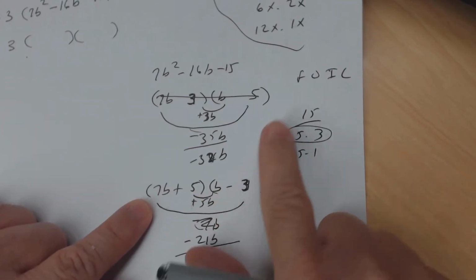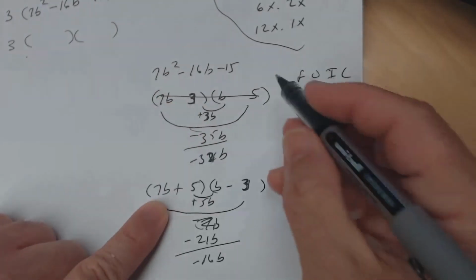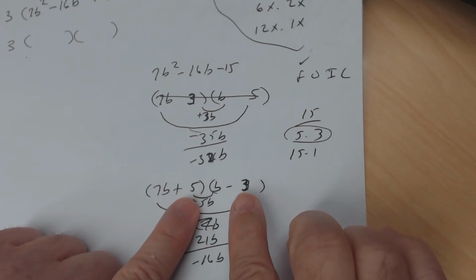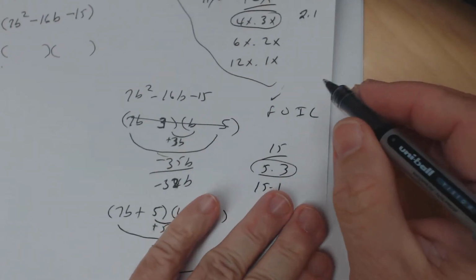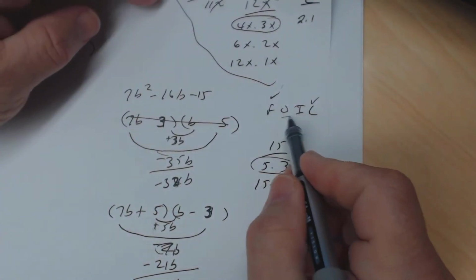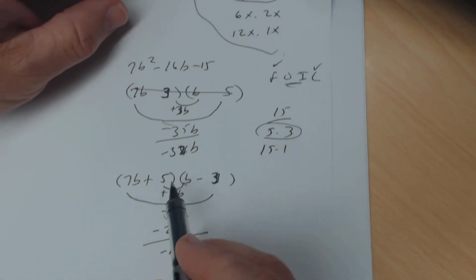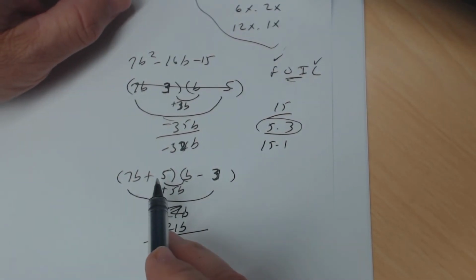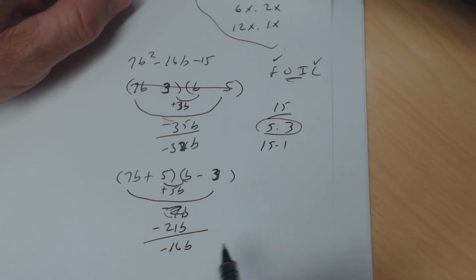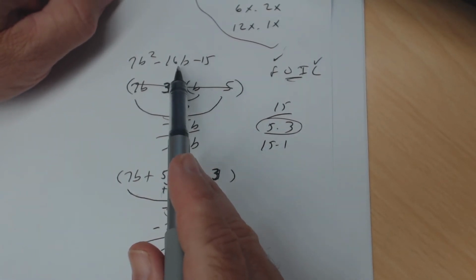Let's check this using FOIL. 7b times b is 7b squared, so that takes care of the up. A positive 5 times a negative 3 is a negative 15, so that takes care of the L right here. Now the out and the in I've already done, so I'm going to put the signs in the correct spots. 7b times negative 3 is negative 21b. Positive 5 times b is a positive 5b. I'm going to add them up. I get a negative 16b, and that's what I wanted.